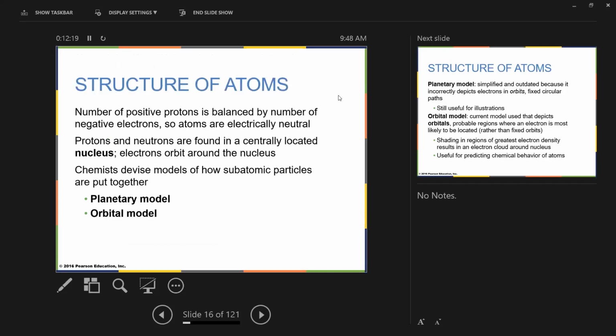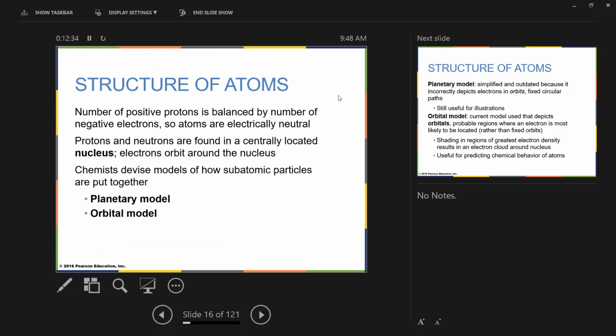Now, our atoms are organized so that the electrons orbit the nucleus. The nucleus contains the protons. The nucleus contains the neutrons.